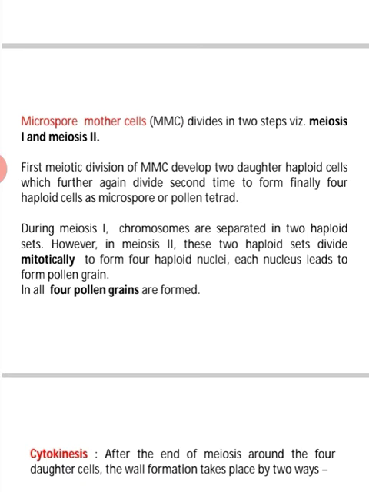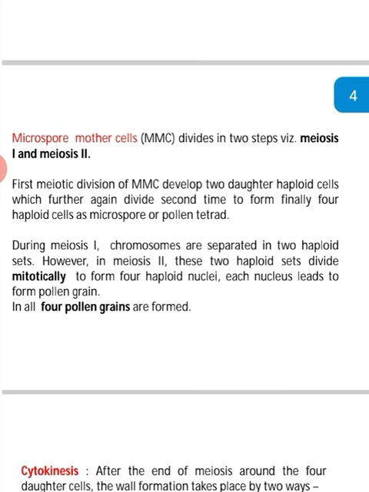First meiotic division of microspore mother cell develops two daughter haploid cells, which again divide a second time to finally form four haploid cells as microspores or a pollen tetrad.